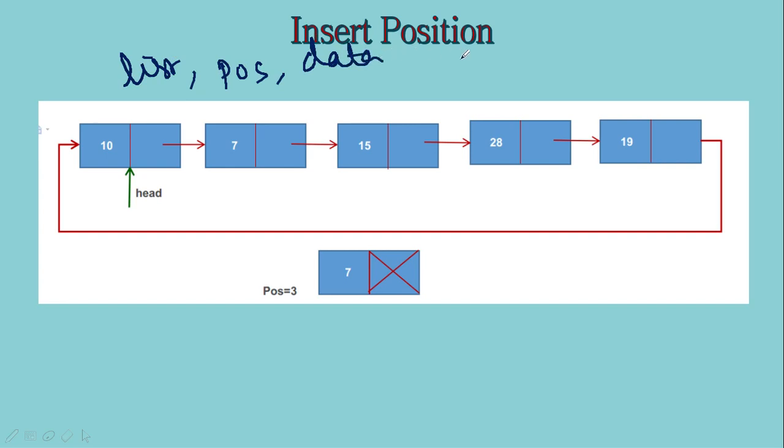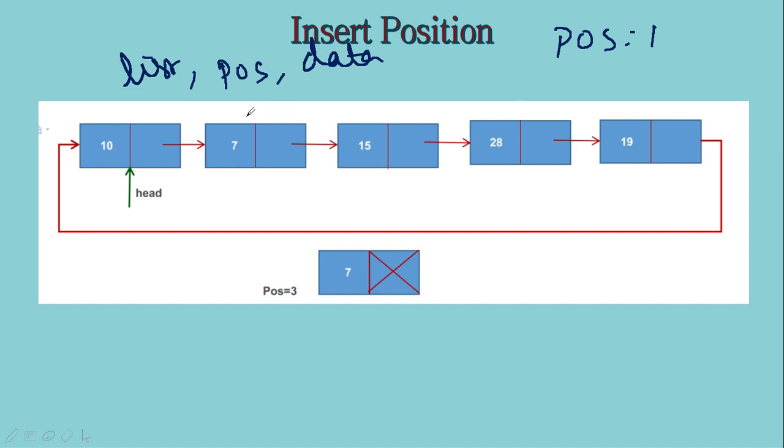One exception case that we have to consider is when the position is equal to 1. So if the position is equal to 1, then we can directly call the InsertBeginning function and we can return whatever is returned by the particular InsertBeginning function.